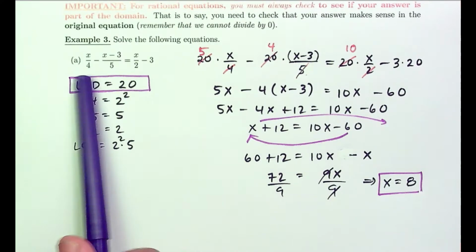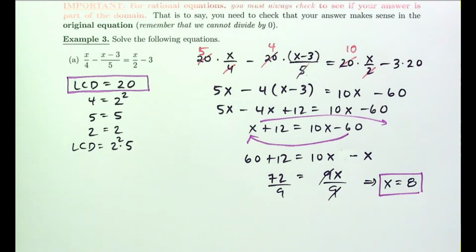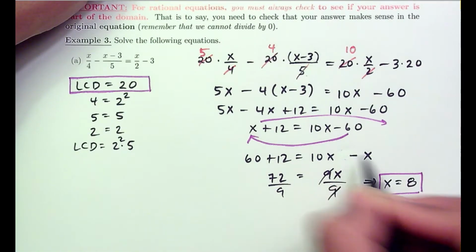So if you look, plugging in x is not going to make any of those bottoms or denominators equal to 0. So that's it. As long as there's no mistakes, that should be the correct answer.